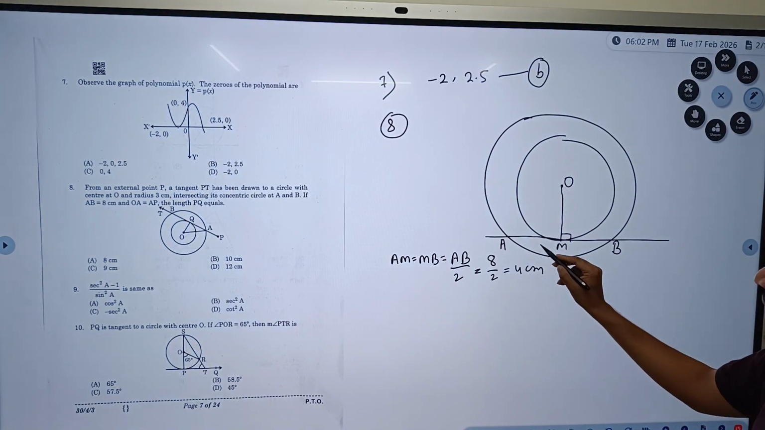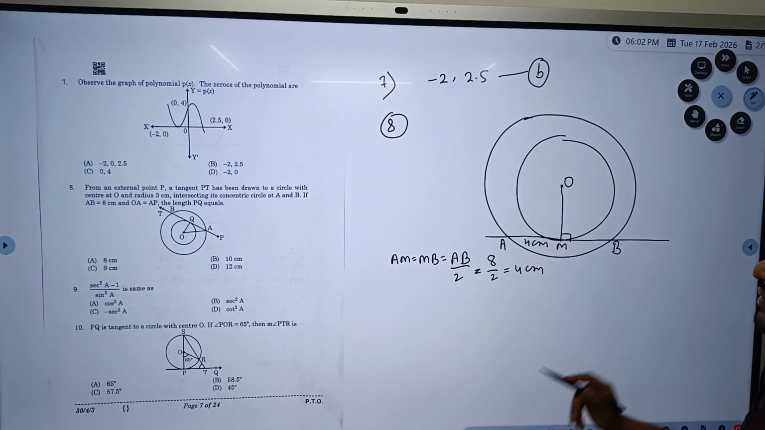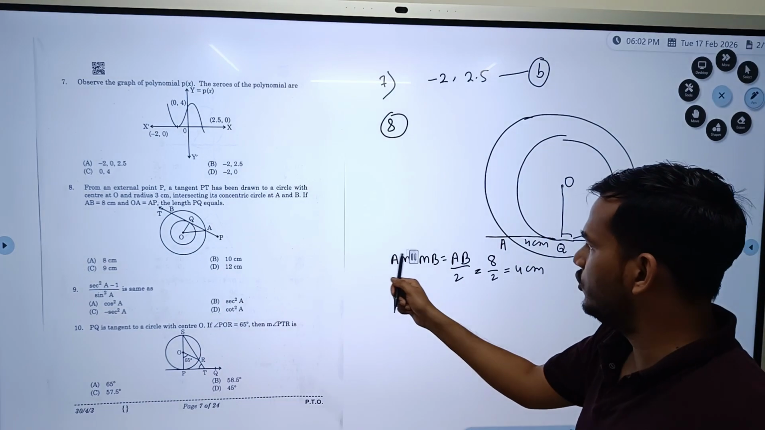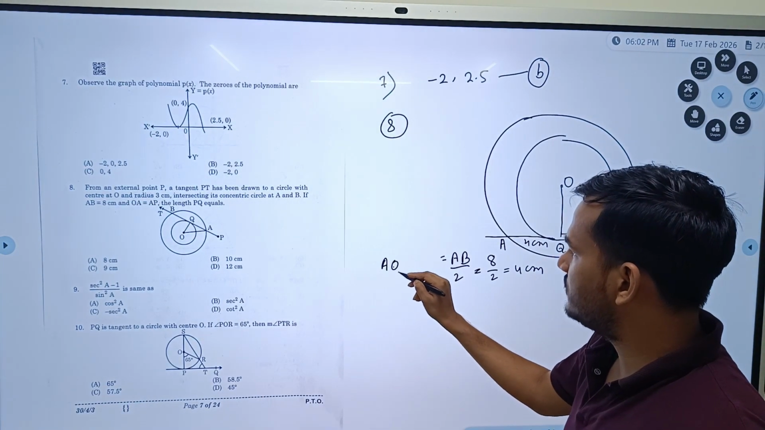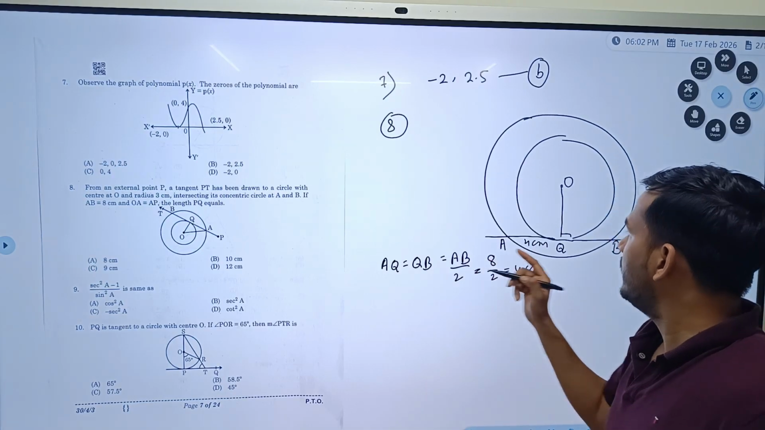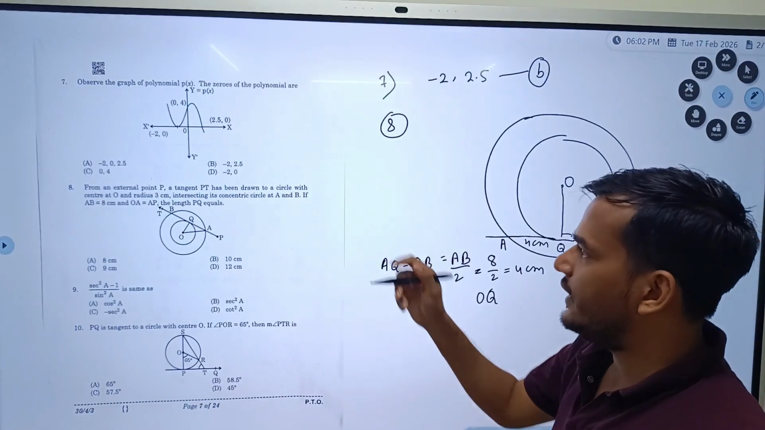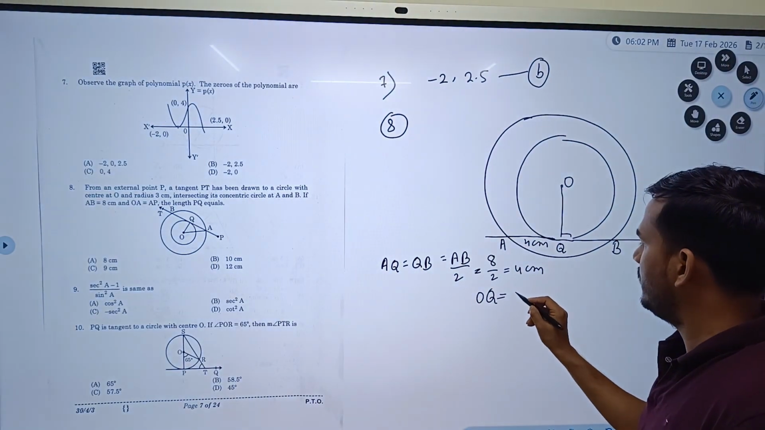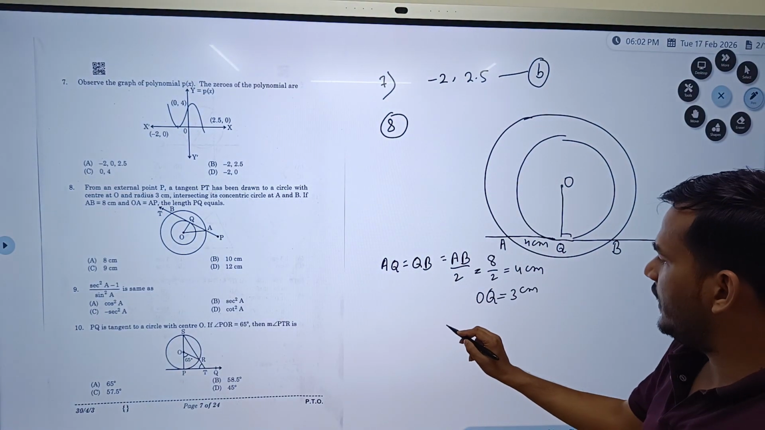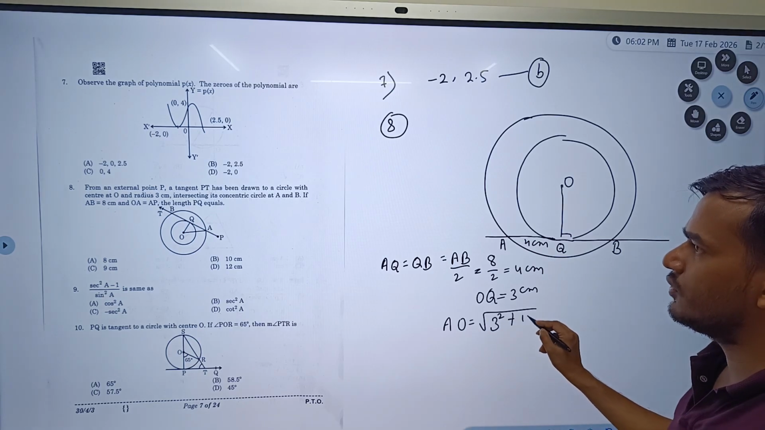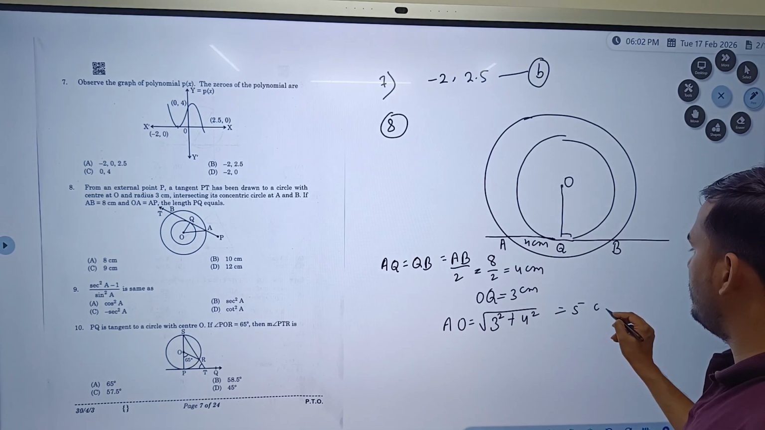So AM is equal to 4 centimeter, and the radius of the smaller circle, sorry, this point is Q. So AQ is equal to QB is equal to 4 centimeter. And OQ is the radius of the smaller circle, that is 3 centimeter. So we'll get AO is equal to root of 3 square plus 4 square, that is 5 centimeter.